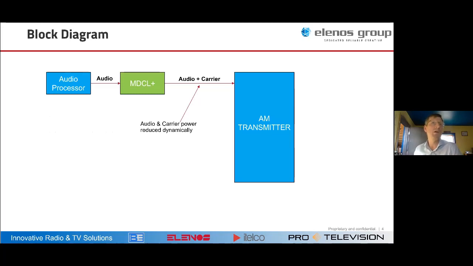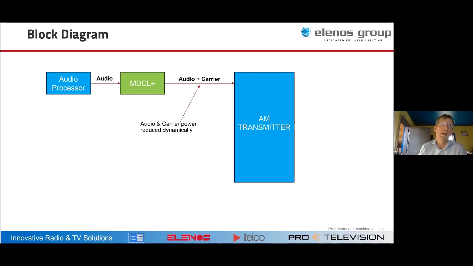So here's a quick block diagram of, again, what I was just saying. Basically, the box sits between your audio source, from the audio processor, and the audio input of the transmitter. And of course, the difference is that the MDCL processor will add a DC component to your audio. And that DC component, after the transmitter is configured to be DC coupled, will essentially allow the MDCL unit to reduce your carrier power and also reduce the audio at the same time.